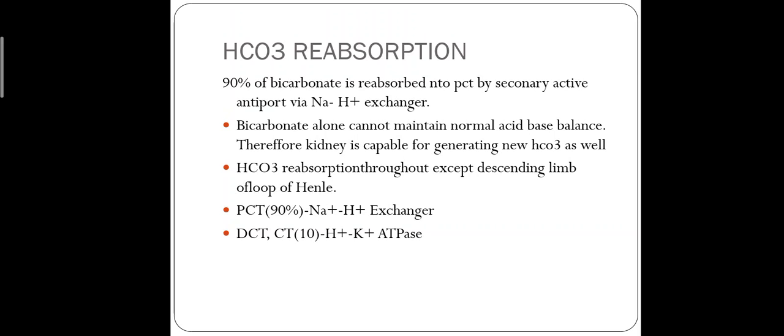Next is about HCO3 reabsorption. 90% of bicarbonate is reabsorbed in the PCT by secondary active antiport via the sodium hydrogen exchanger. Bicarbonate alone cannot maintain normal acid balance. Therefore, the kidney is capable of generating new HCO3 as well. HCO3 reabsorption occurs throughout except the descending limb of the loop of Henle. In the PCT, HCO3 reabsorption is 90% via the sodium hydrogen exchanger. In the DCT and CT, it is 10% via hydrogen potassium ATPase.